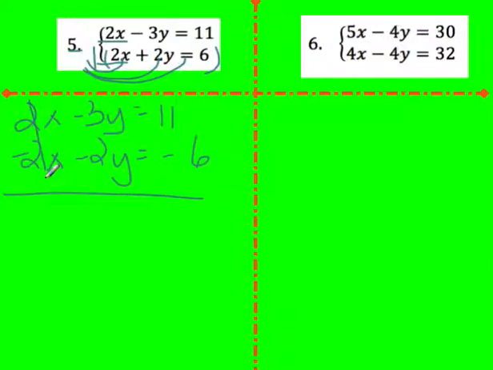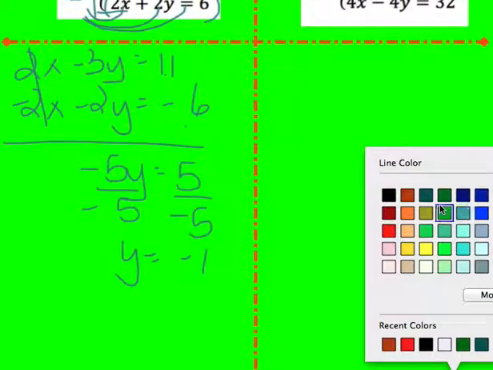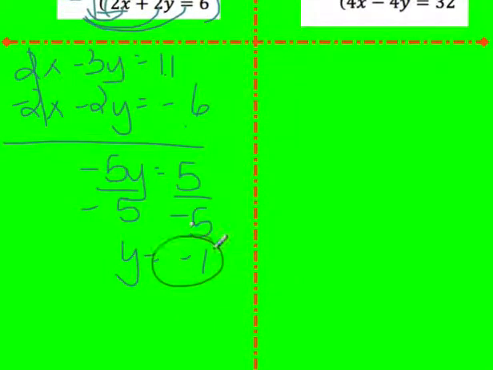So 2x minus 2x is going to cancel. -3y minus 2y, that's like adding numbers, okay? When you add two negative numbers, it's going to get more negative. So that's going to give me a -5y, and then that's going to be equal to 11 minus 6 is a +5. So now I'm going to divide both sides by a -5, and I get 5 divided by -5, which is a -1.